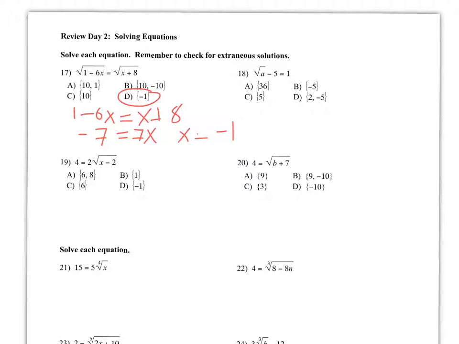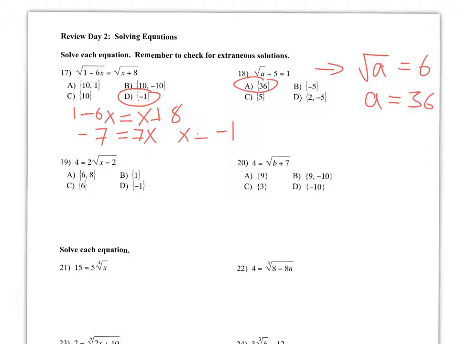For number 18, I'm going to add 5 to both sides to get the square root of a is equal to 6. If I square both sides, I get a is equal to 36, which is A. If you weren't sure what to do for either of these, you could definitely just plug the answers in and see which one gives you the right value.